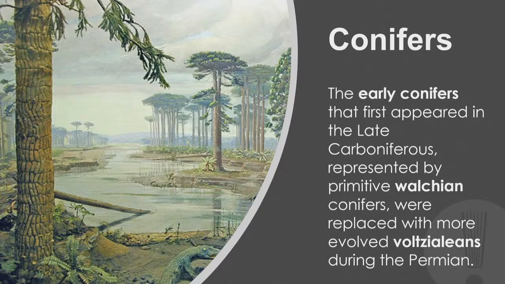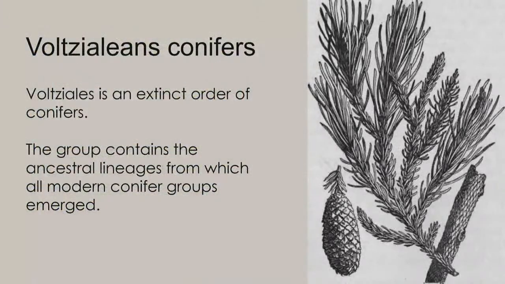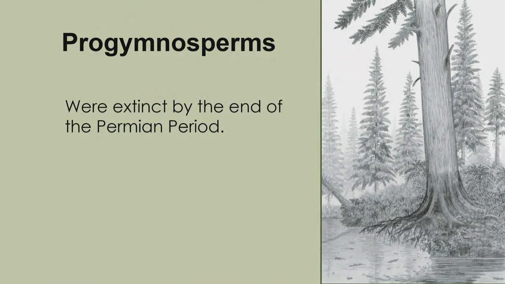The early conifers that first appeared during the late Carboniferous, represented by the primitive Walchian conifers, were replaced with the more evolved Voltzialians during the Permian. And so these are a little bit more evolved. It's still an extinct order of conifers, but this group contains the ancestral lineages from which our modern conifers evolved. The progymnosperms, which gave rise to those gymnosperms, were extinct by the end of the Permian period, so these went away.